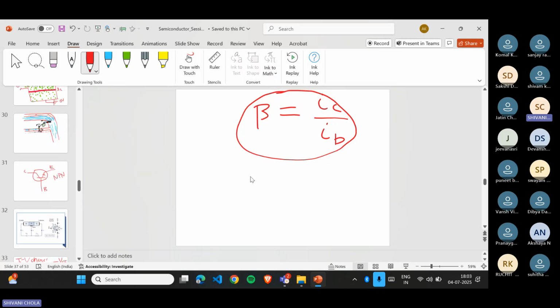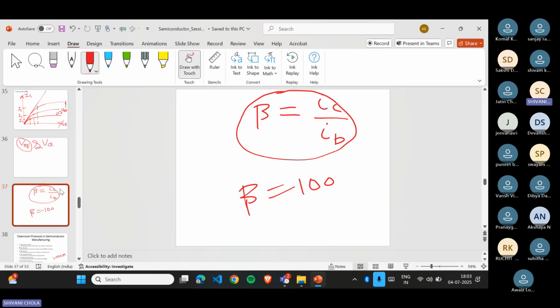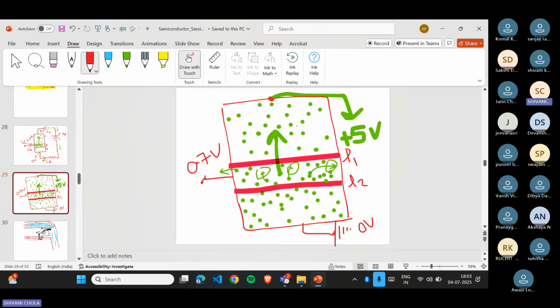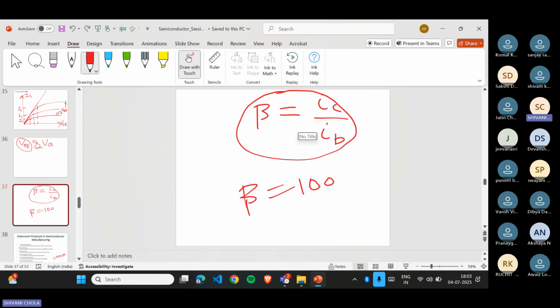So imagine the value of beta is 100. What does this tell you? It tells you, let's suppose, if hundreds of electrons pass through the collector side, then only one electron will move to the base side, right? Because IC will be equal to 100 times IB.